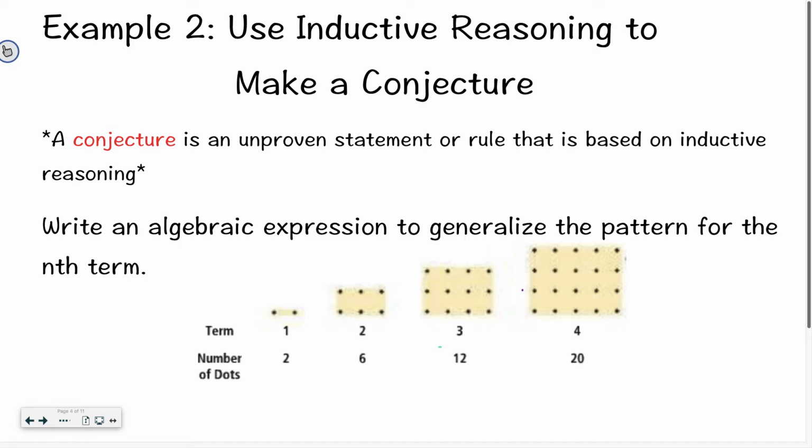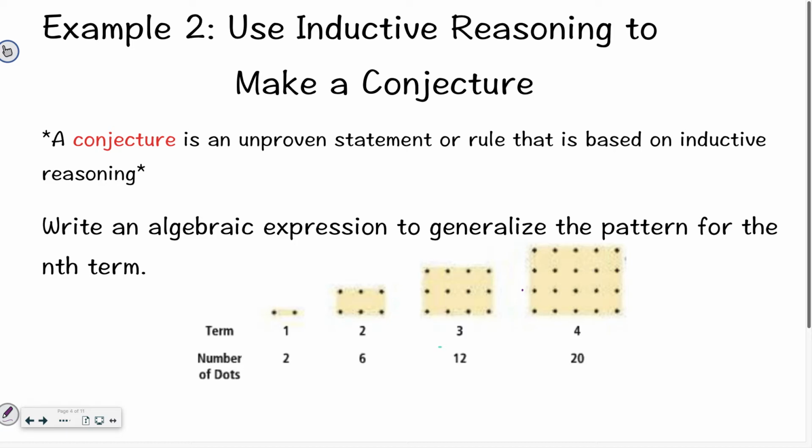All right, let's look at example 2. Use inductive reasoning to make a conjecture. So a conjecture is an unproven statement or rule that is based on inductive reasoning. So something that you presume to be true, but it hasn't been proven yet. Okay? So if we look at this pattern of dots, let's see if we can find what the pattern would be.